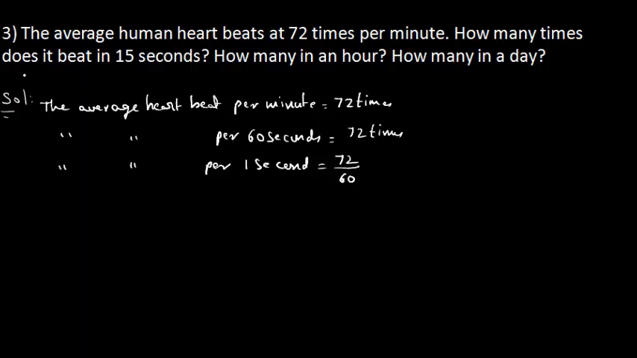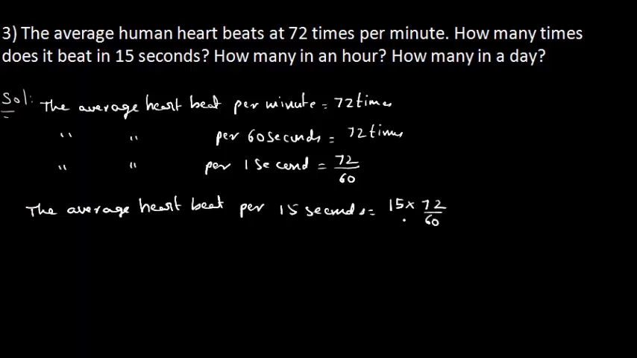First problem. How many times does it beat in 15 seconds? The average heartbeat per 15 seconds equal to 15 into 1 second, 72 by 60. 15 cancels in 60, 4 times. 4 cancels in 72, 18 times. The average heartbeat per 15 seconds equal to 18 times.